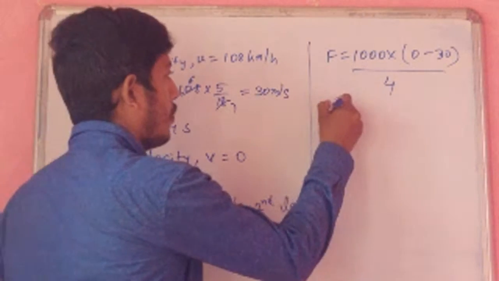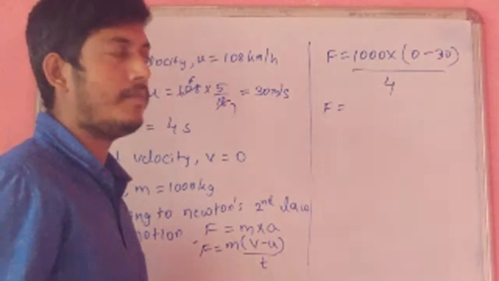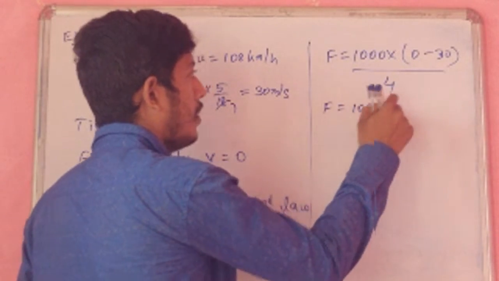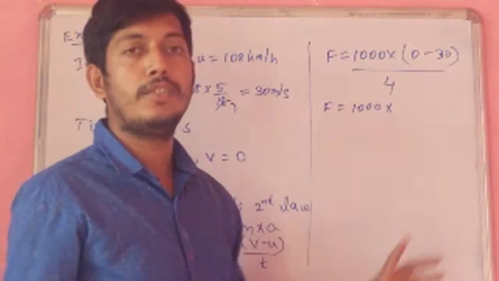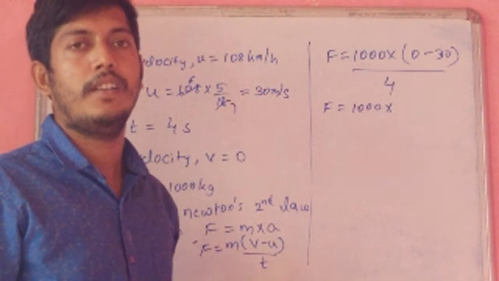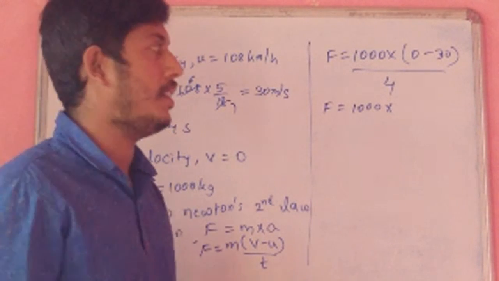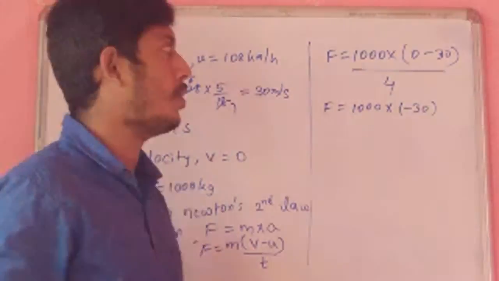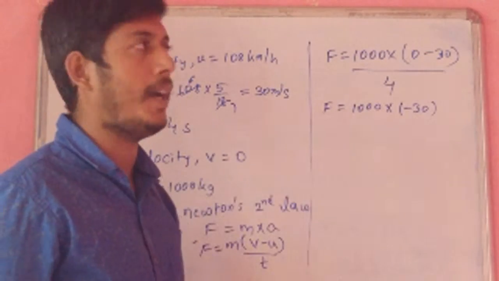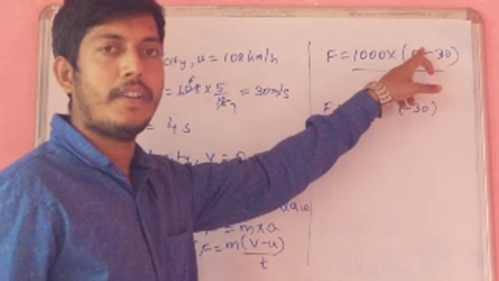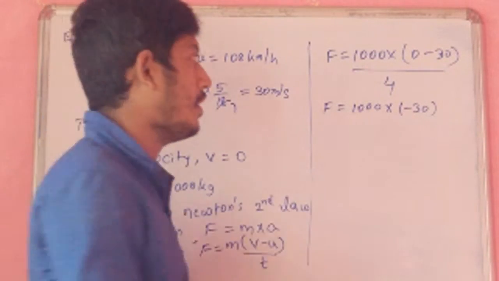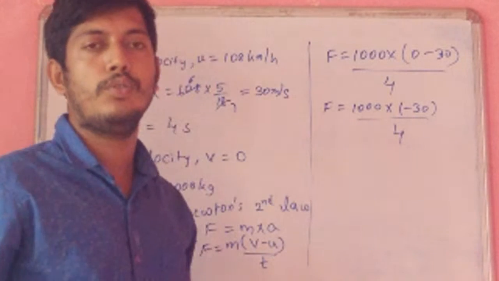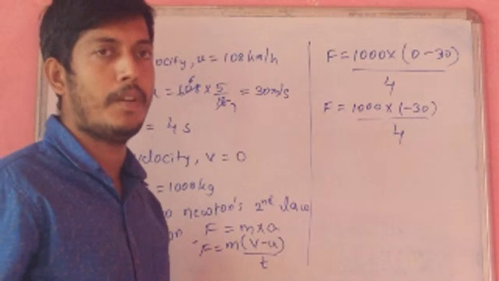So here F equals to thousand. Here 0 minus 30. 0 minus 30 is not 30. Okay, it is minus 30. 0 minus 30 is not 30, because here we have to do subtraction along with the sign of the highest term. Highest term is 30 here and it is having negative sign, so therefore answer is minus 30 whole divided by 4. Then we have to find out the answer by simplification.